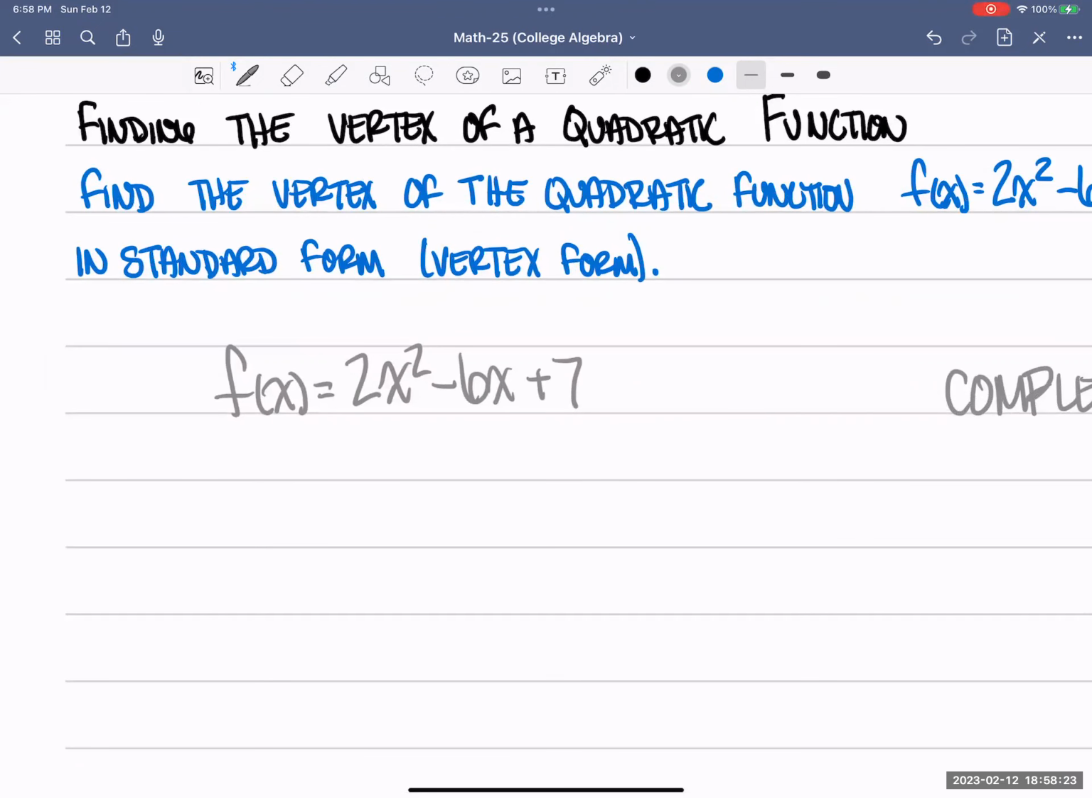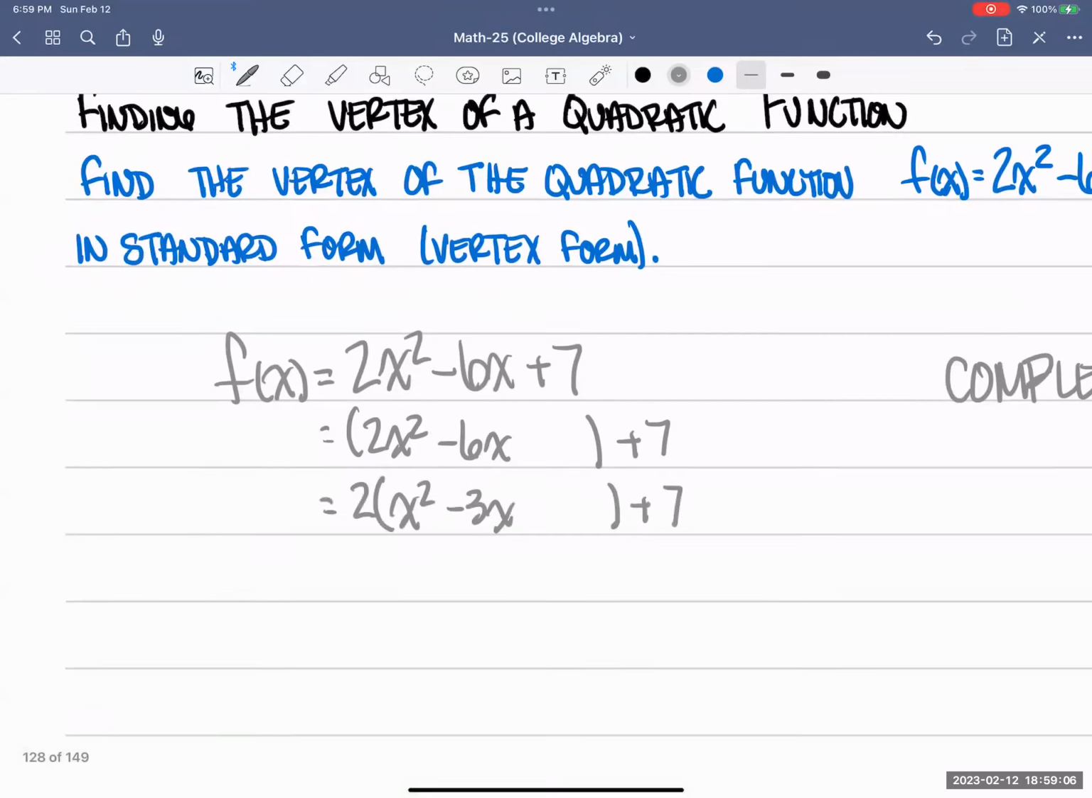All right, so step 1 is we need to have a coefficient of 1 in front of our x squared. So what we're going to do is factor out from the first two terms this 2, to get x squared by itself. Let's put them in parentheses, minus 6x, plus 7. Factoring out a 2 from those two terms leaves us with x squared minus 3x, plus 7.